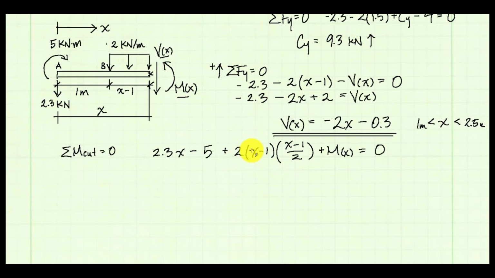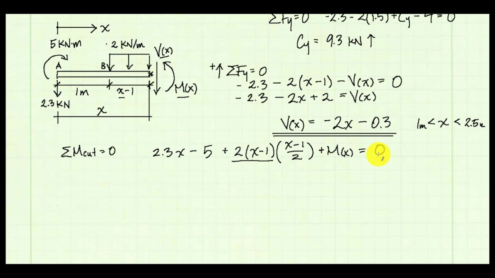The resultant force, or the magnitude of our load, is the area under the distributed load. So that's going to be the first two terms. 2 is the height, 2 kilonewtons per meter, and its length is x minus 1. And then its moment arm location from the cut is half the distance x minus 1, so I have it as (x minus 1) over 2. And then I add on our moment, which is acting counterclockwise, positive M of x, and set it equal to 0.